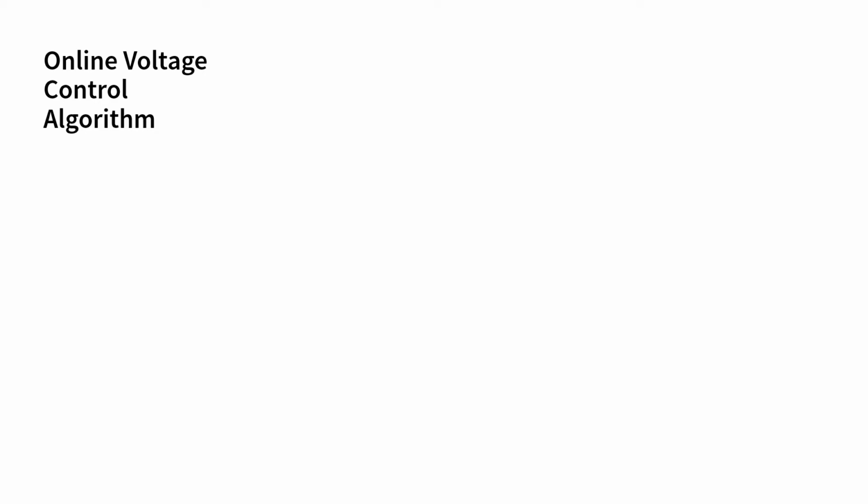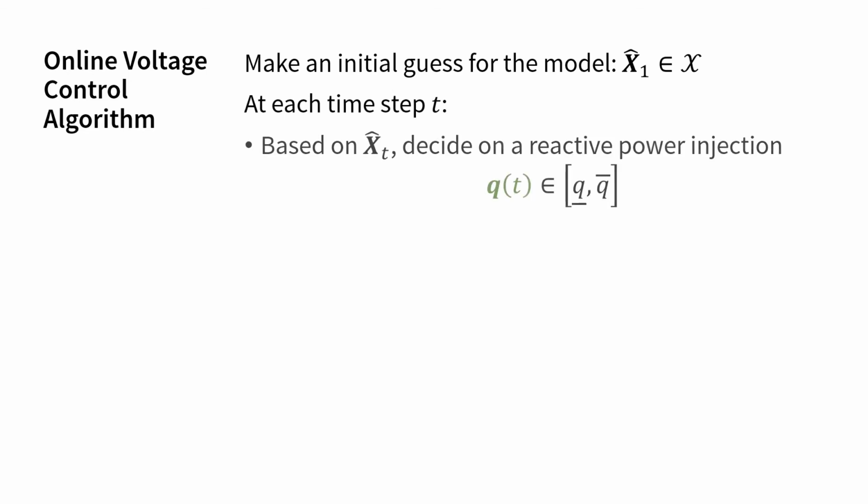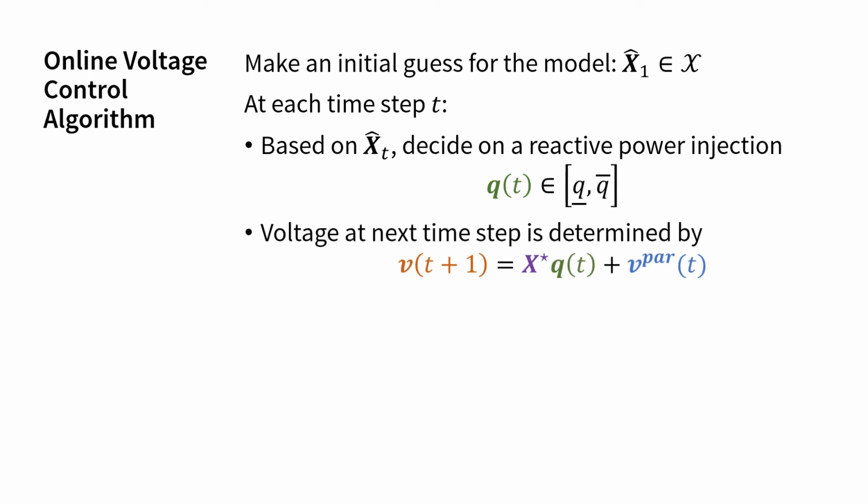Given these voltage dynamics, we can now present a high-level algorithm for voltage control. First, since the true model X star is unknown, we start with an initial guess. Then, at each time step, we do the following. Based on our guess X hat of t, we decide on a reactive power injection Q of t. This is our control action. The amount of reactive power injection, though, must be within a limited range. Then, the voltage at the next time step is determined according to the dynamics shown on the previous slide.